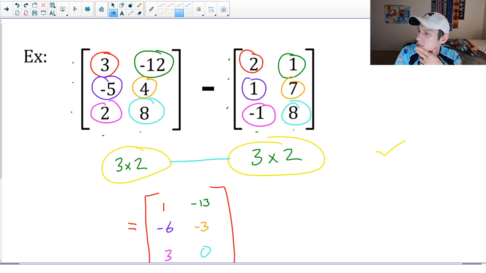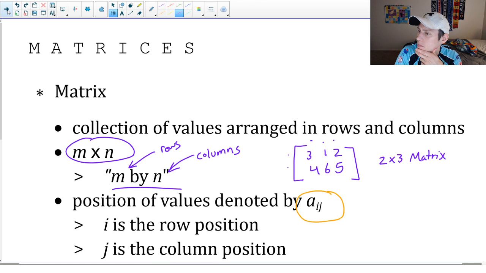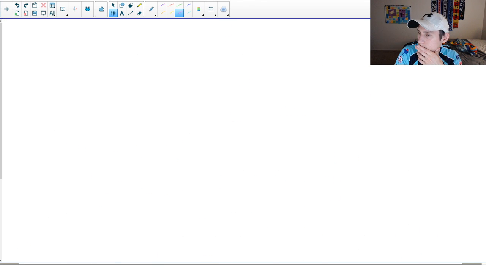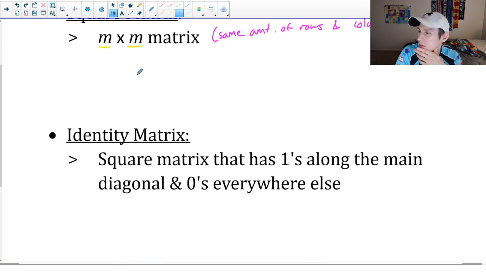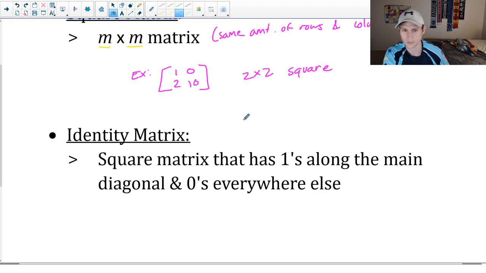I don't know if we had any more. I think that was it. Okay, but another example would be even something simple like 1, 0, 2, 10. All right, that's a 2 by 2, which means it is a square matrix. But it could be any number. 10 by 10, 100 by 100, 57 by 57, whatever. As long as the same amount of rows and columns.